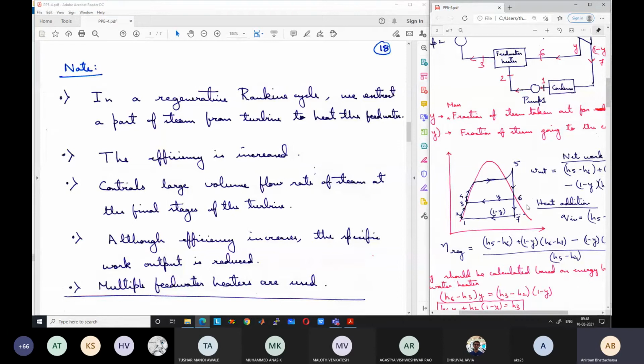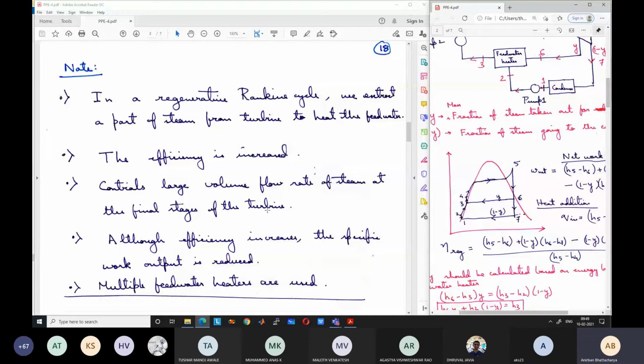As a result, less volume flows through the final stages of the turbine. So the cross sectional area of the final stages of the turbine can be slightly reduced, which can reduce the stresses in the turbine. Okay, this is one positive side effect.